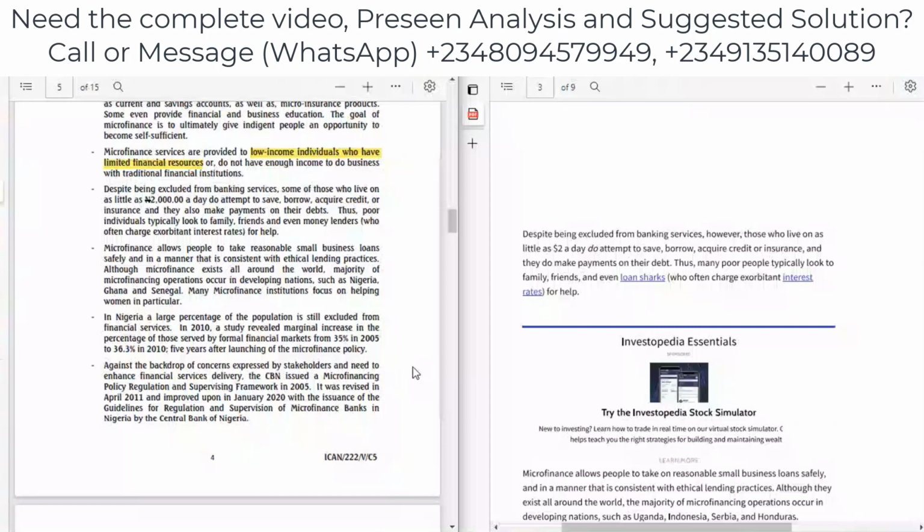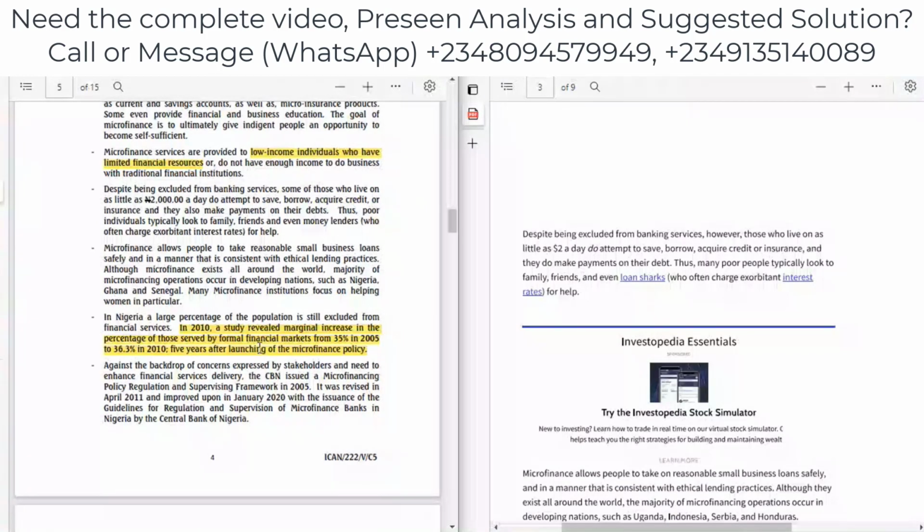So in Nigeria, a large percentage of the population is still excluded from financial services. In 2020, a study revealed a marginal increase in the percentage of those served by formal financial markets from 35% in 2005 to 36.3%. So they're just giving us the statistics of those that benefited from the formal financial market. You get that? That is the impact of the microfinance policy on the patronage of people as regards the financial market generally. So now let's move on.